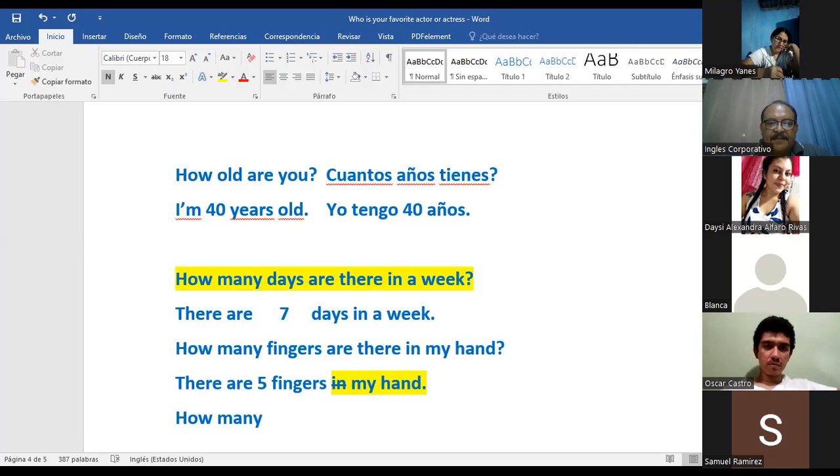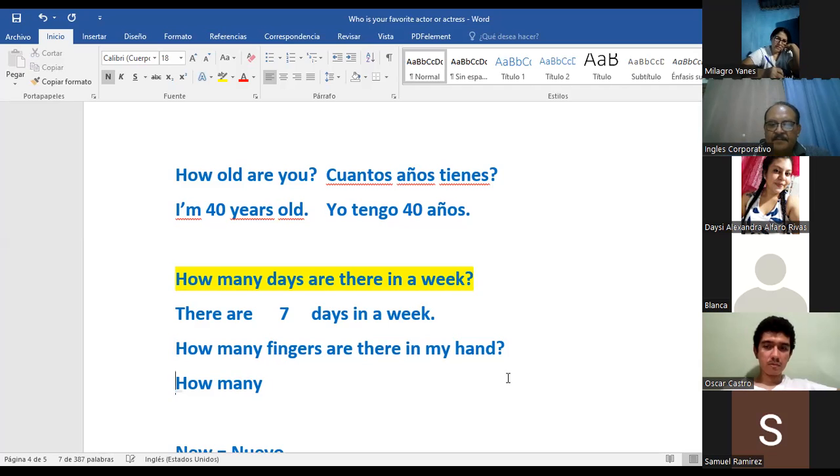Sigan la misma idea. Y esto, miren, voy a borrar esto de acá. Entonces, solo tienen que hacer es sustituir palabras.